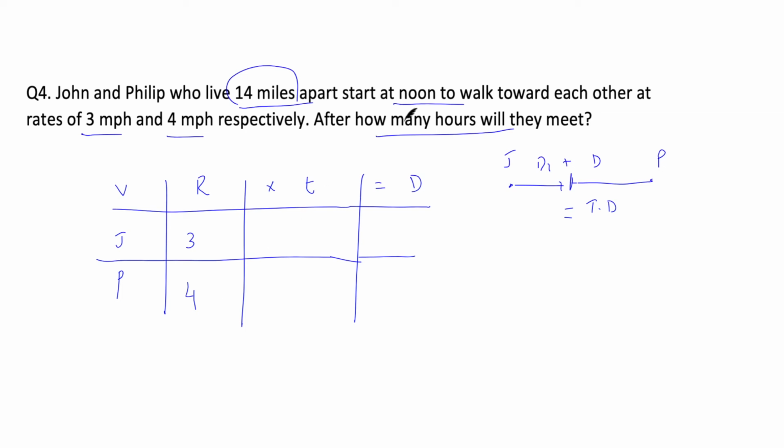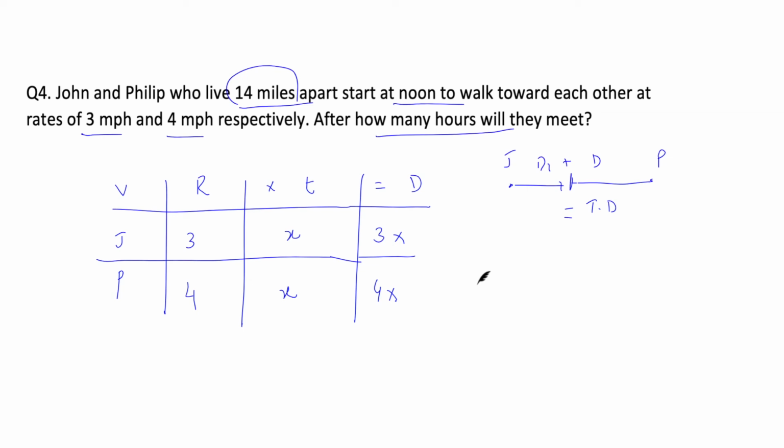Okay, so John's speed is 3 miles per hour and Philip's speed is 4 miles per hour. They both start at 12, so they travel for the same amount of time. Let's say this is x, so this is also x. See, one variable. Distance traveled by John is 3x and distance traveled by Philip is 4x.